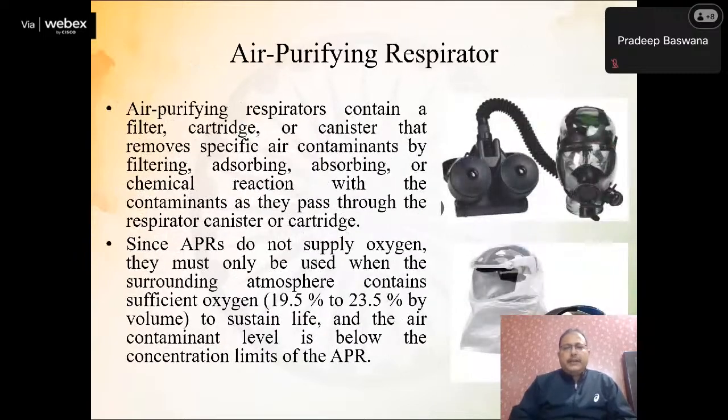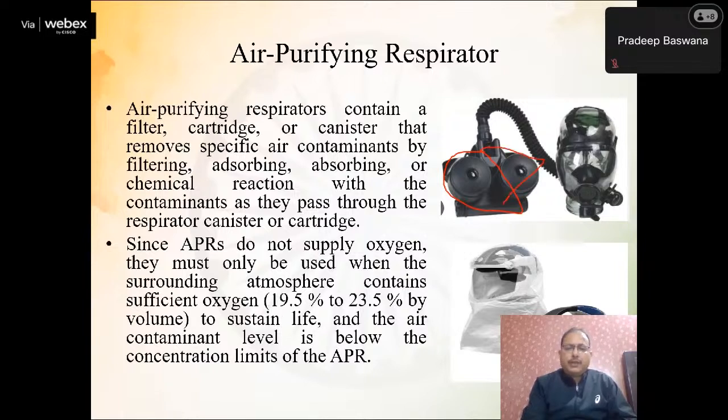Air purifying respirators, again, contain a filter, cartridge, or canister that removes specific air contaminants by filtering, absorbing, or chemical reactions with the contaminants as they pass through the respirator, canister, or cartridge. So you can see in this particular figure that these types of things are generally used.